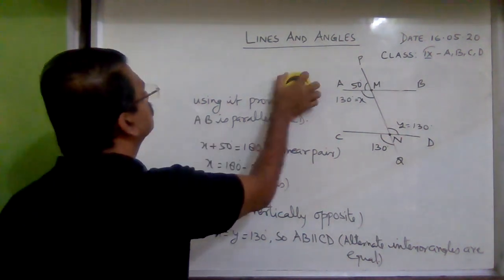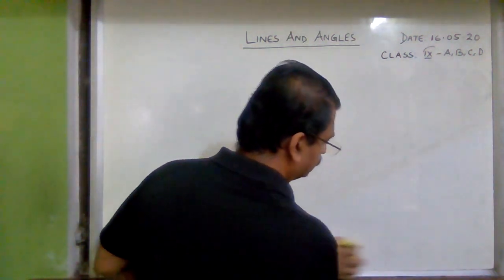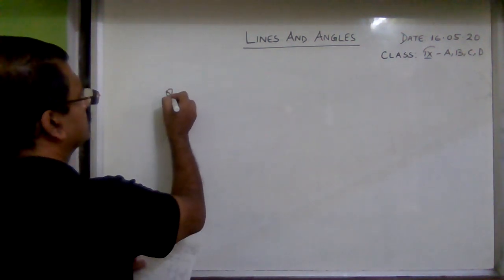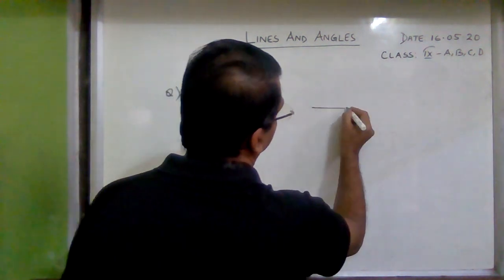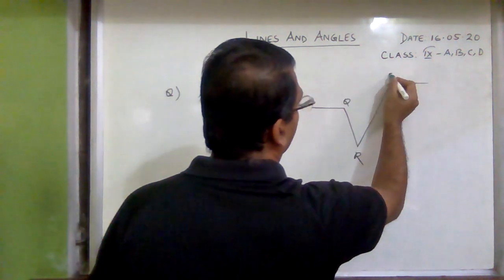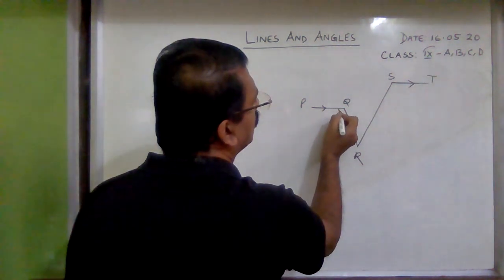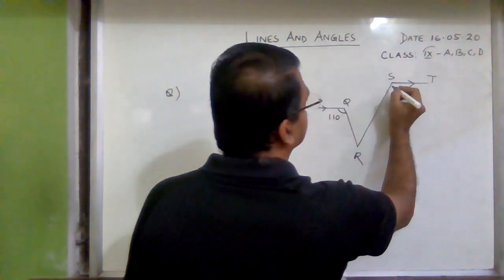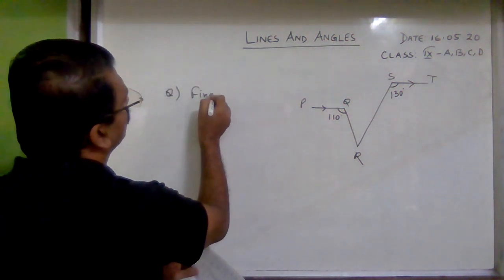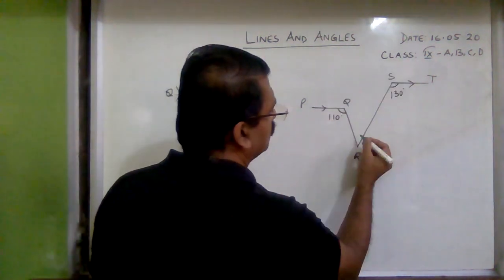Now we'll do one more example, and the question is: P, Q, R, S, T, and it is given that PQ is parallel to ST. Now this angle Q is given 110 degrees, and this S is given 130 degrees, and find angle QRS. QRS means you have to find this angle.